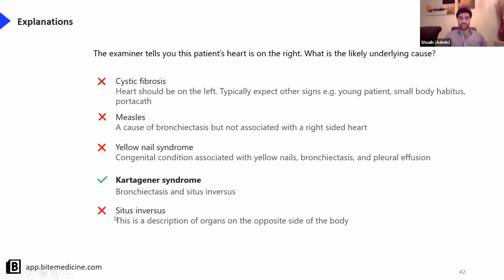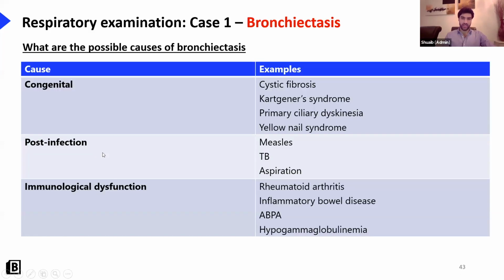Why was situs inversus wrong? Because that doesn't explain the whole picture. Situs inversus is just a broad phrase which we use to describe organs being on the opposite side. Cartagena syndrome is one step beyond that, where patients have situs inversus and bronchiectasis. So situs inversus isn't quite the right answer. Yellow nail syndrome, we'll come on to this. I'll come on to these different causes in the next slide, I think.